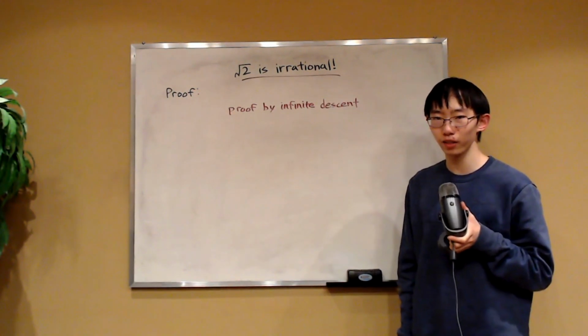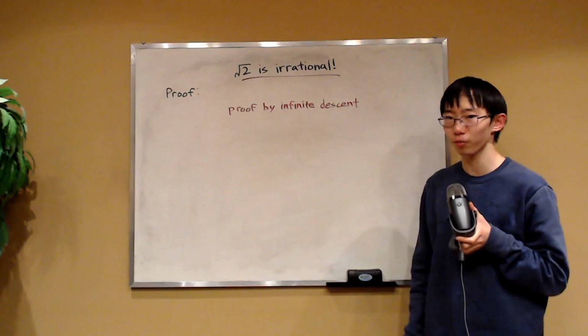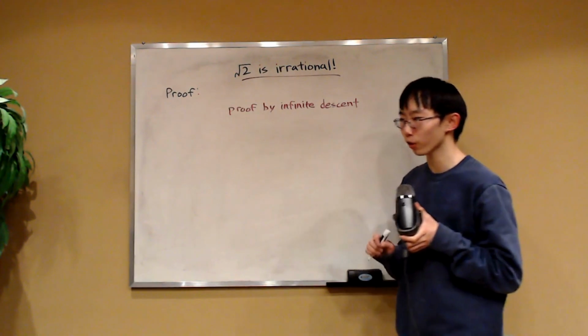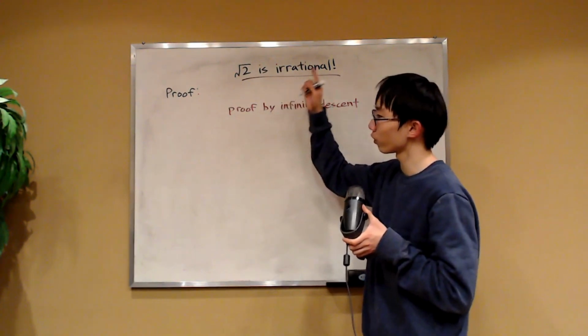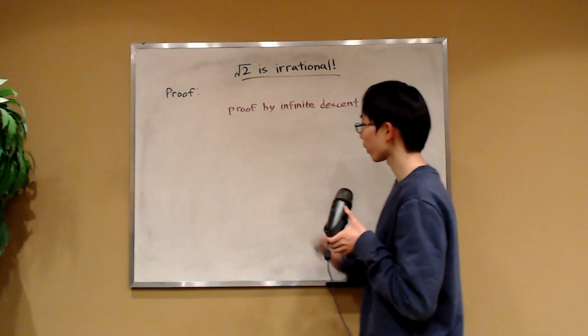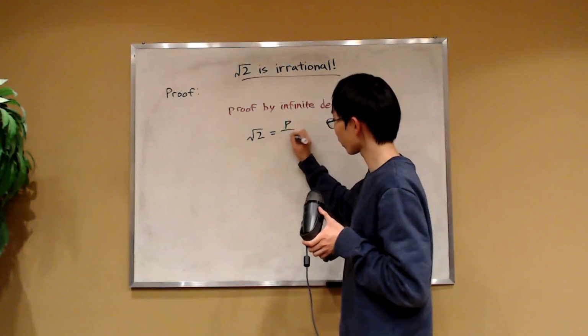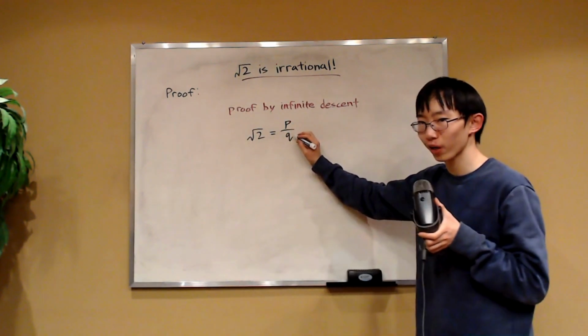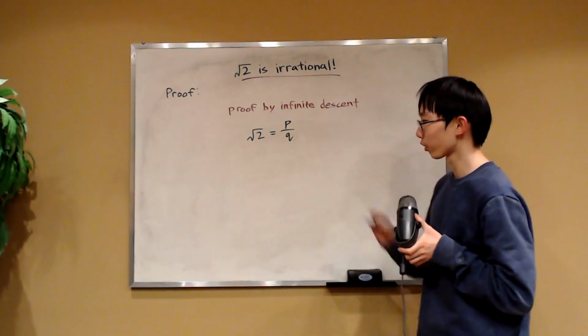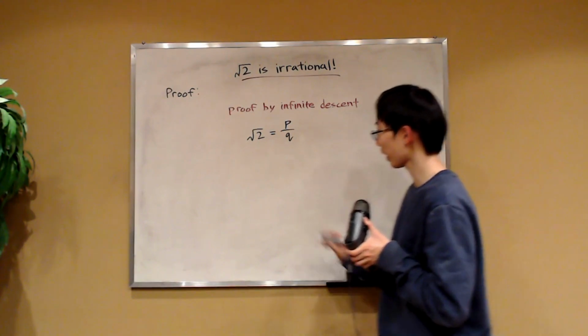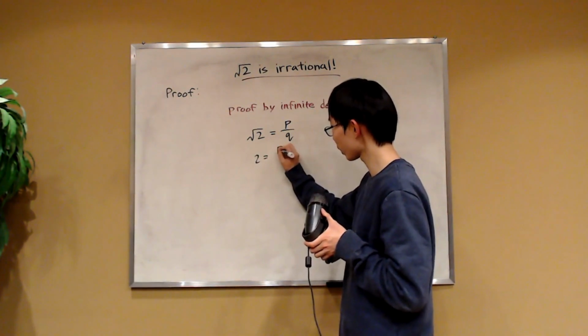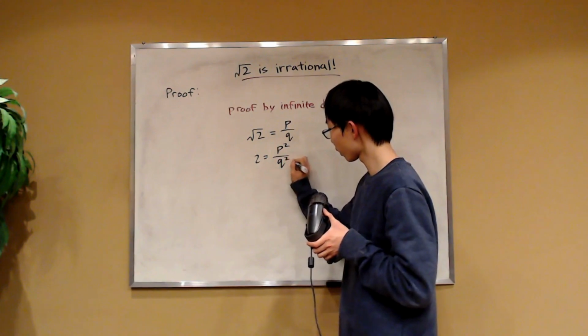Based off our analogy, it seems smart to start off with proof by contradiction. So we're going to first assume that square root of 2 is rational. So therefore we have that square root of 2 is equal to p over q, where p and q are positive integers. Now we're going to square both sides. So we have 2 is equal to p squared over q squared.